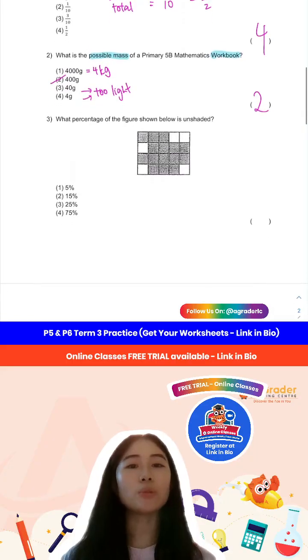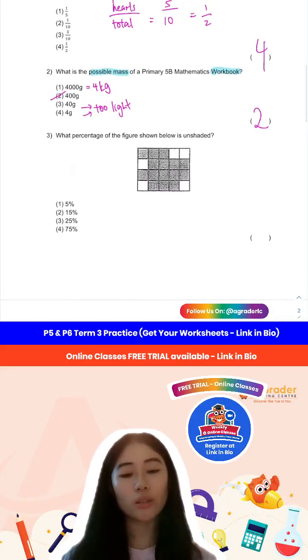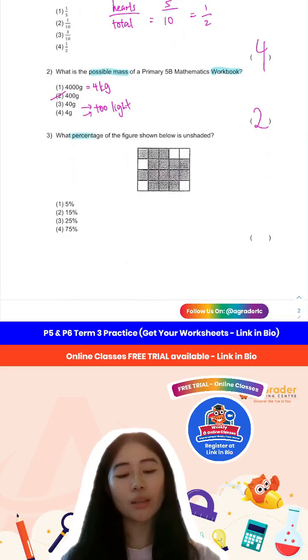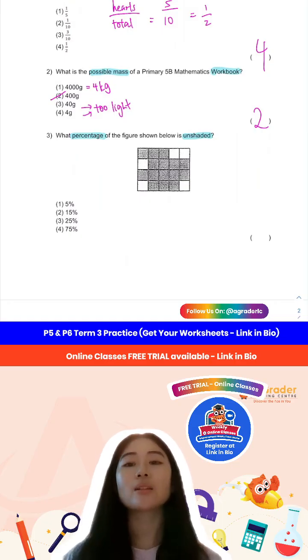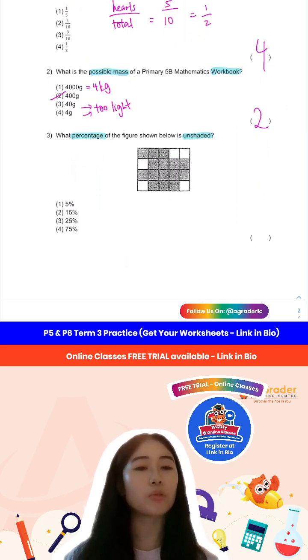Okay, then we can move on to the next question. Question 3 is asking you what percentage of the figure is unshaded. This one you need to do a bit of a simple calculation, okay? I'll give you some time to try this.